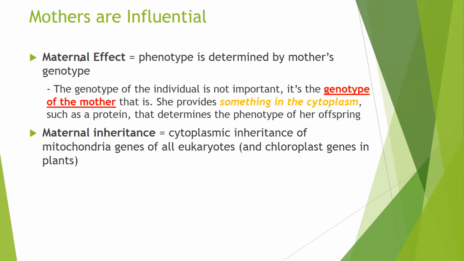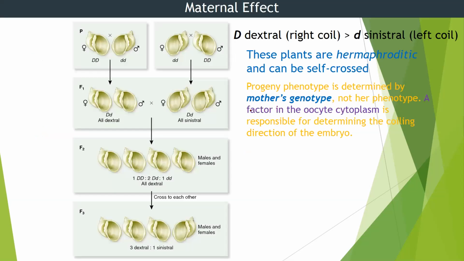First, why does the maternal effect take effect? When the maternal effect is at work, the genotype of the individual, the kid, is not important. No matter what genotype the kid has, the phenotype is only determined by mom's genotype. Why is that? Because mom provides something in the cytoplasm, such as protein, that can determine the phenotype of her offspring. So let's look at this example here.